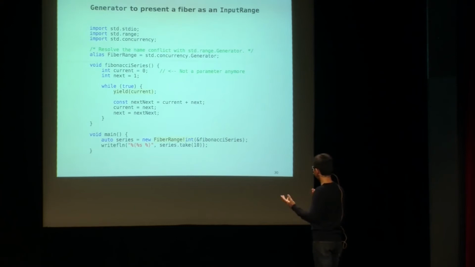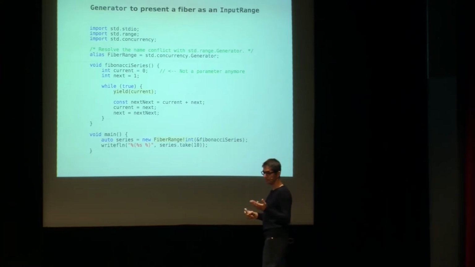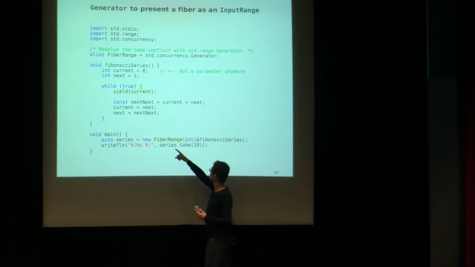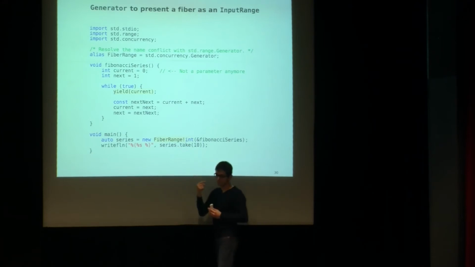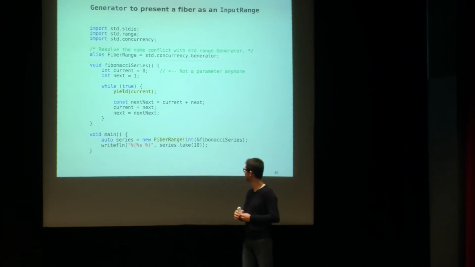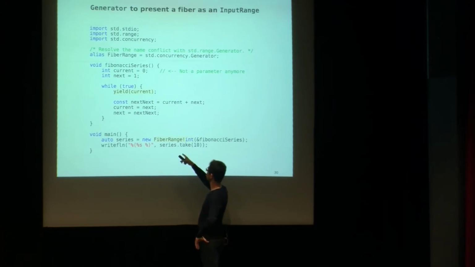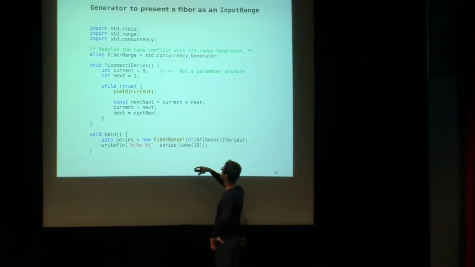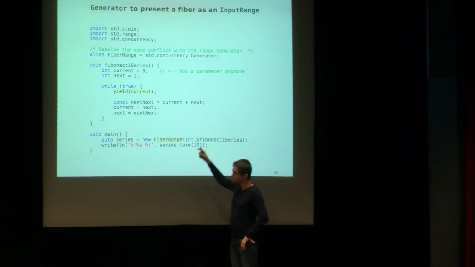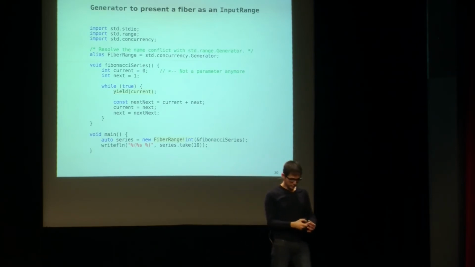And it's also an input range. The fiber range itself provides the front, empty, and pop front functions, so I can pass it to any Phobos algorithm or any range algorithm. Here I'm saying series, take just 10 of those. Even though it has an infinite loop again, I'll take just the first 10 of those.